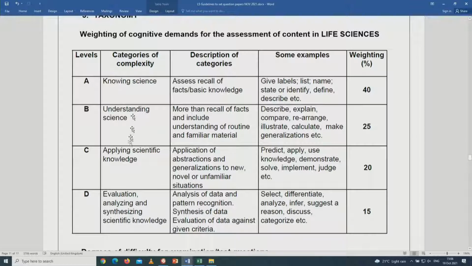I'm on level B. If I apply that knowledge, how will that pollen play a role in cross-pollination versus self-pollination, etc.? Now I'm comparing and applying my scientific knowledge, or in a different situation. We always say it's applying to a new situation maybe. That's not directly in the textbook. Then we're applying, we're on level C. But now you see here things like predict, apply, use knowledge, demonstrate. I will tell you in a bit the cognitive levels of certain typical questions in our question paper.